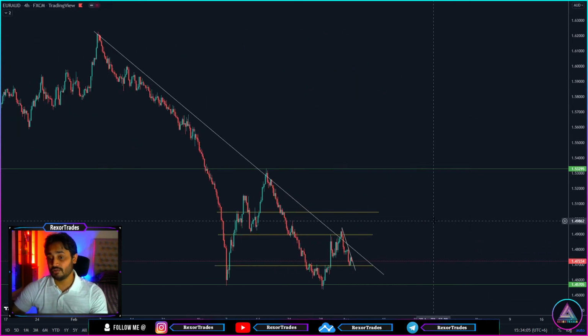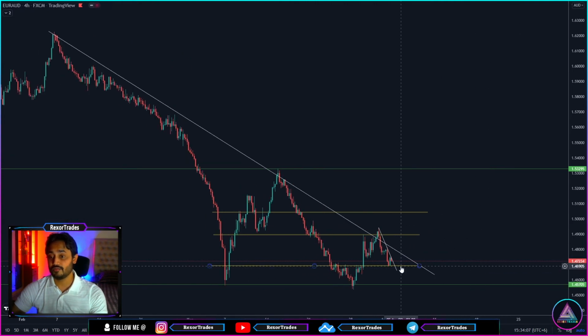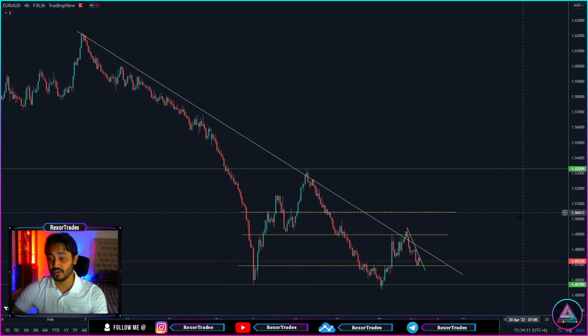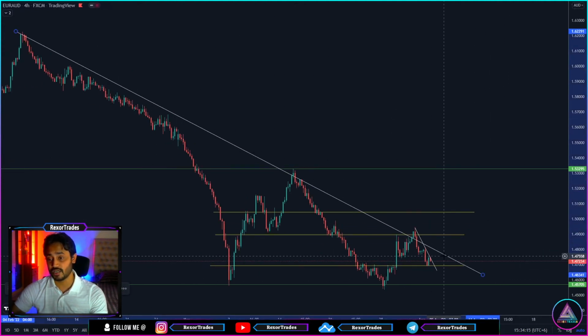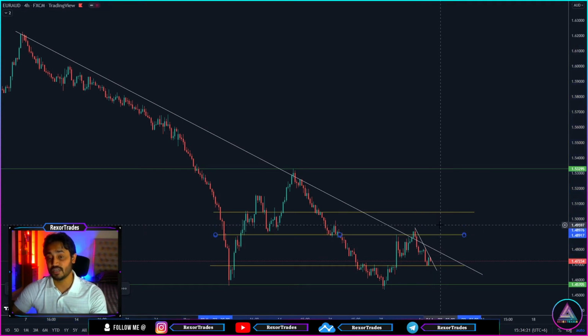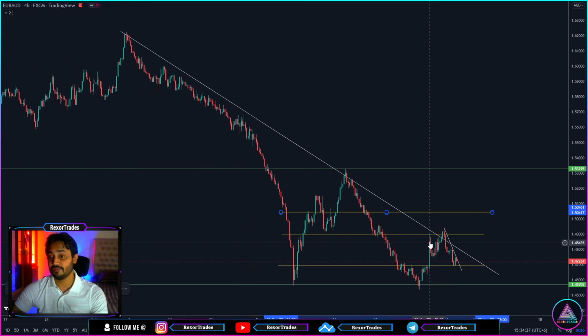Or if EURAUD, instead of making a breakout of this key zone, instead of making a break and close below this key zone with further bearish move, if EURAUD makes a breakout of this downtrend line over here with further bullish move and makes a break and close above this key zone or this high with further bullish move, then we can look for trades on the long side in hopes of EURAUD coming all the way to retest this key zone over here.